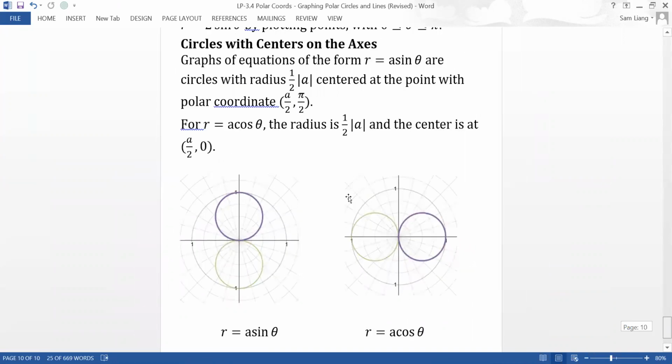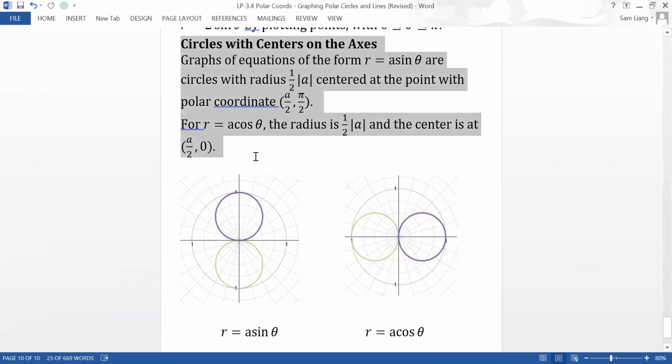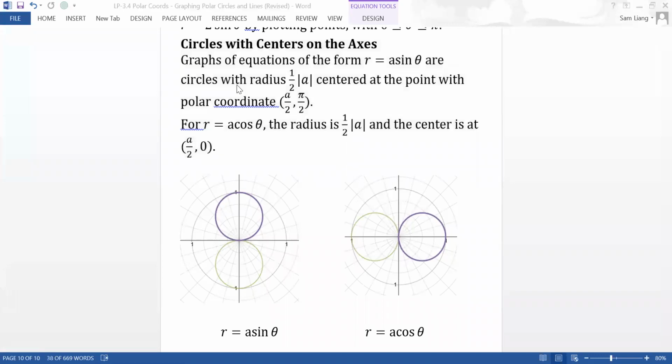All right, this is the last set of notes. Circles with centers on the axes. Can someone read this slide for us?